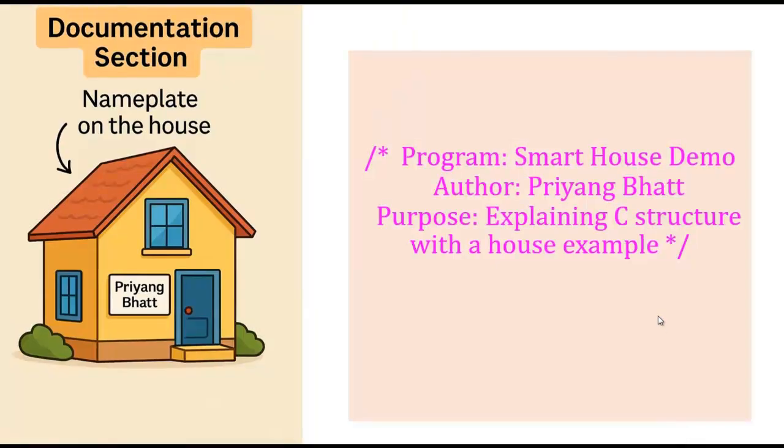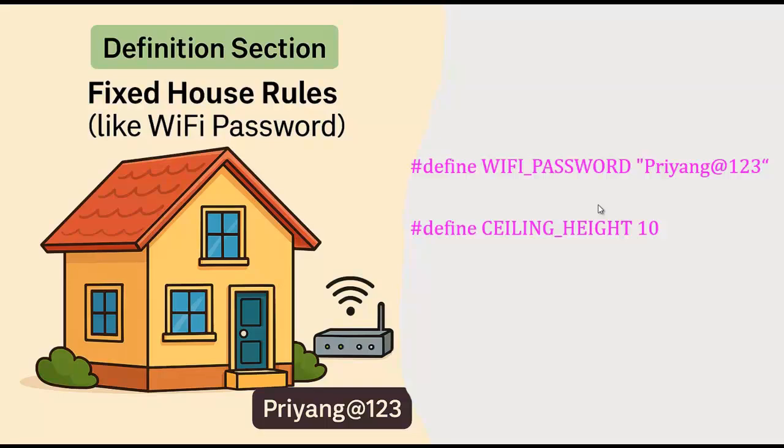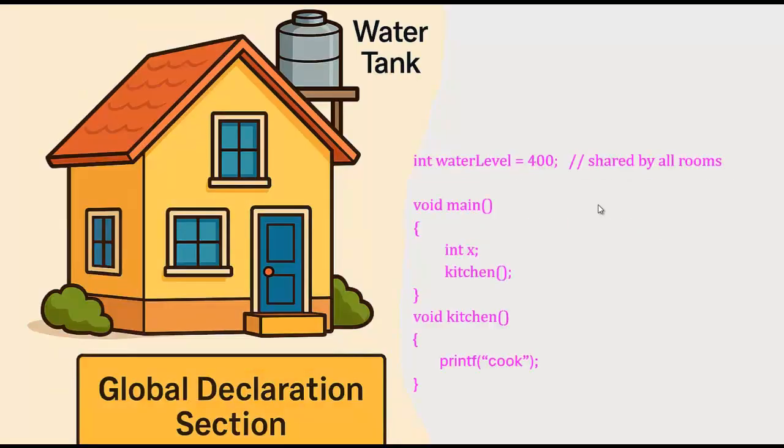So now let's revise these sections one more time before we jump to the coding part. First, documentation section. You have to remember like nameplate on the house, link section, connecting power and internet, because we can't produce it. So we have to use from MGVCL or from Jio or Airtel, right? Next, definition section, fixed house rules like Wi-Fi password and ceiling height, right? Next, global declaration section, water tank on the terrace.